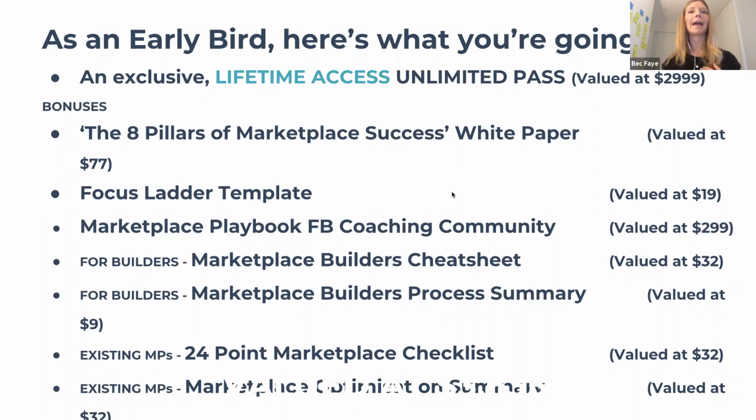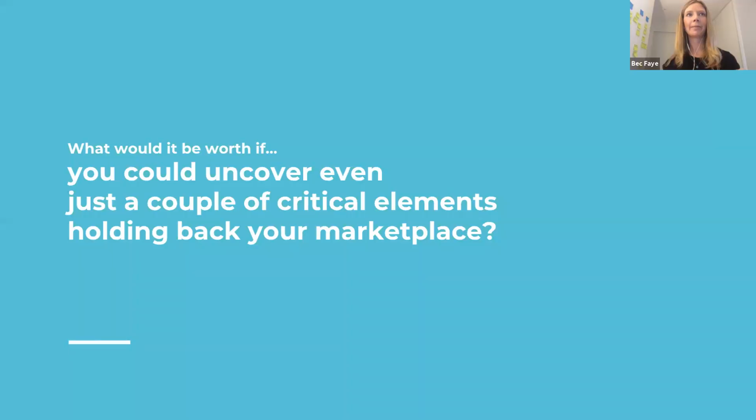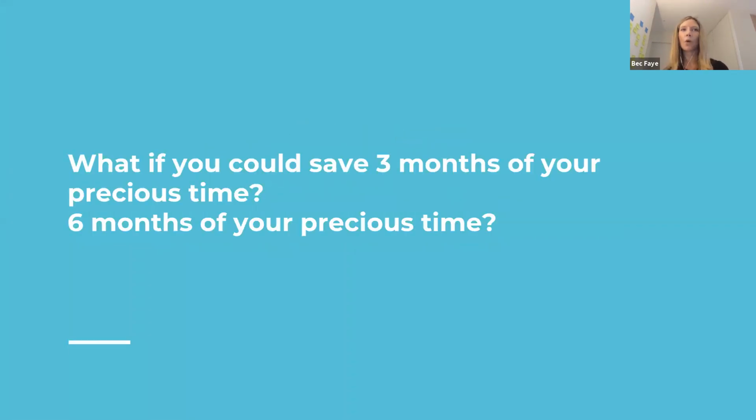Okay, and so that all valued around the $3,600 mark. But what would it actually be worth for you if you could uncover even just a couple of critical elements that could really hold back your marketplace? Would be $1,000, maybe $2,000. But what if you could save time? What if you could even save 3 months of your precious time, or 6 months of your precious time?